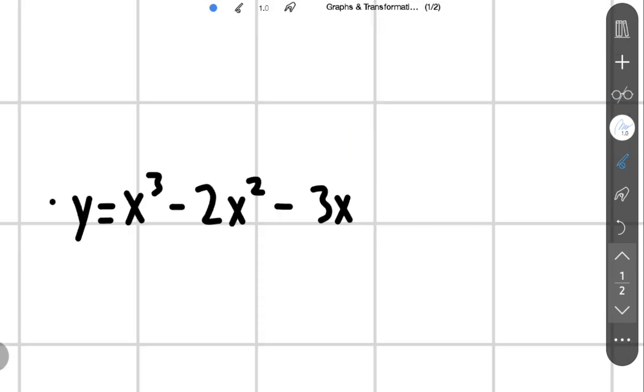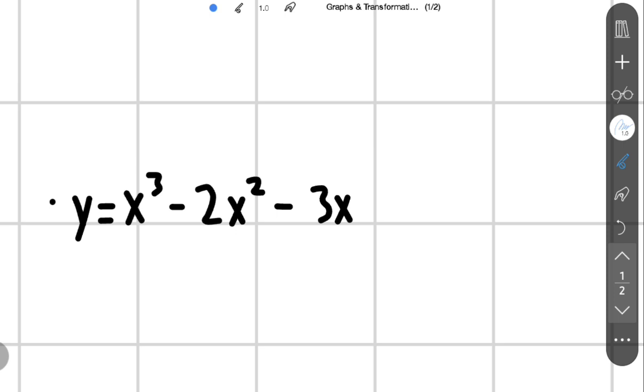Okay, the second function that we're asked to graph is y equals x cubed, my bad, minus 2x squared minus 3x. We could obviously factorize this with a calculator and there won't be any issues with that, but what I want you guys to notice is that there's no d term, aka the y-intercept. So we already know that this graph will pass through the origin. And we could easily factorize this.